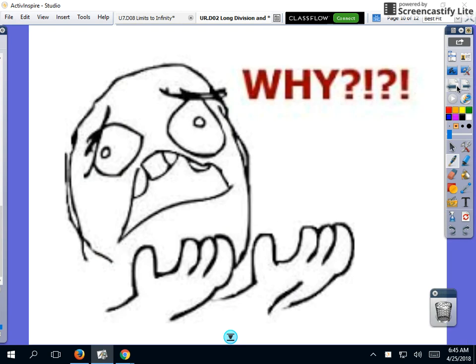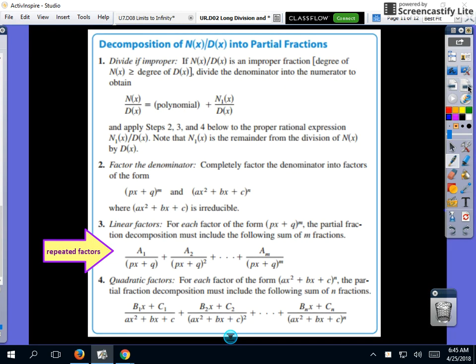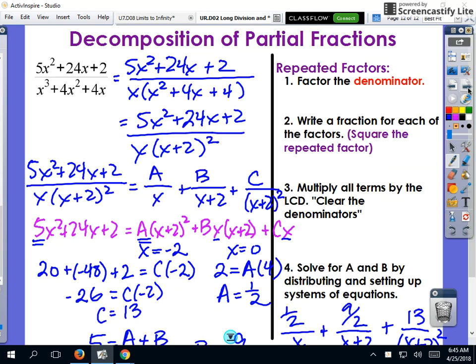But why in the world do we have to do this? Well, here's a proof. If you want to pause the video, you can read this amazing proof of why we have to do that for repeated factors. And you can pause the video and look at that.